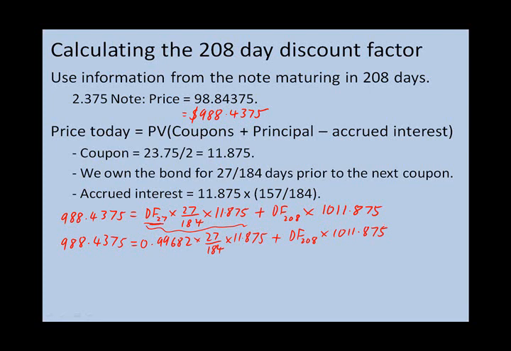You can see now the only thing we don't know is the discount factor in 208 days, and we can do some mathematics to calculate that discount factor. Let's simplify the problem. Now what we're going to do is subtract 1.7370 from both sides and then divide through by 1011.875.